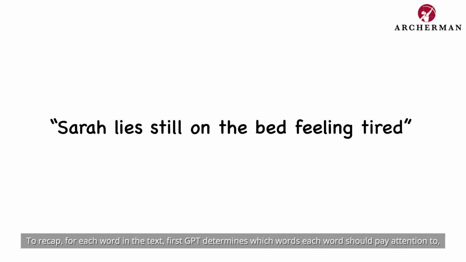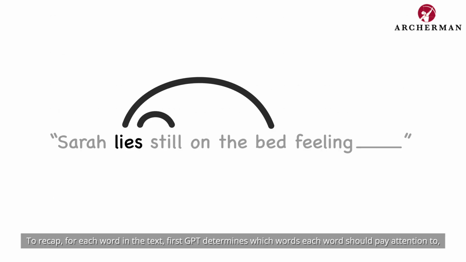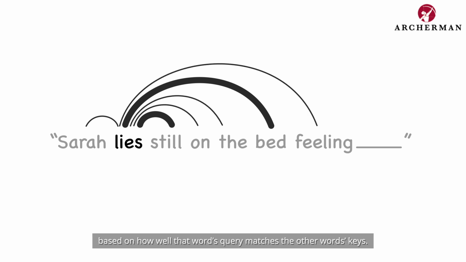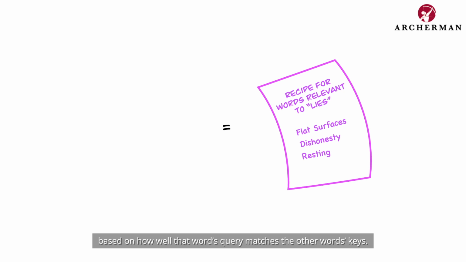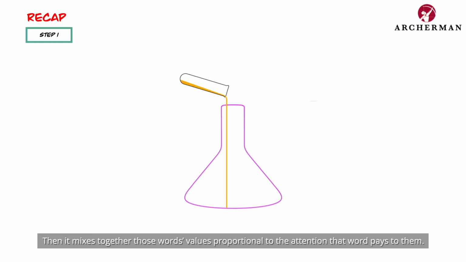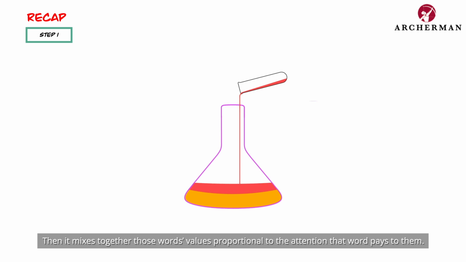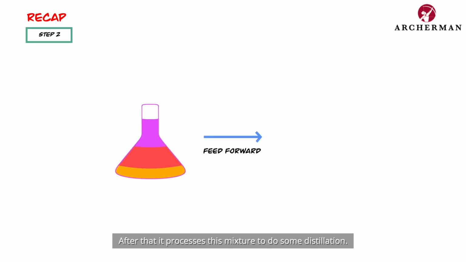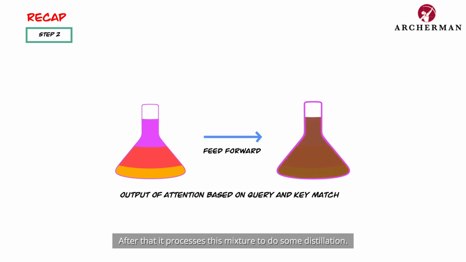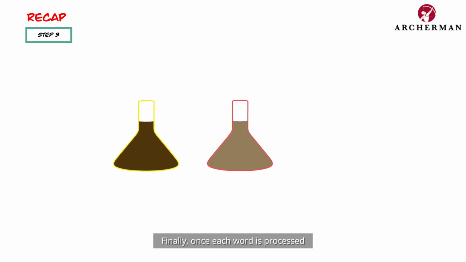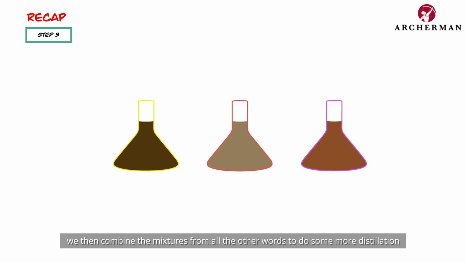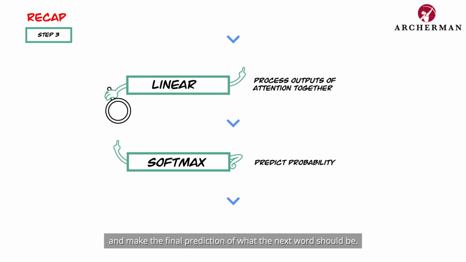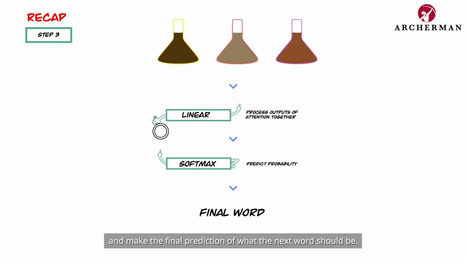To recap, for each word in the text, first GPT determines what words each word should pay attention to, based on how well this word's query matches the other words' keys. Then it mixes together those words' values proportional to the attention that word pays to them. After that, it processes this mixture to do some distillation. Finally, once each word is processed, we combine the mixtures from all the other words to do some more distillation and make the final prediction of what the next word should be.